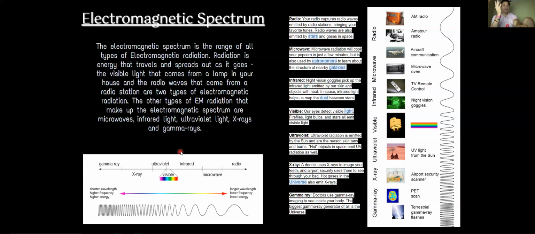It just depends if I say from safest to dangerous, or least energy to most energy. The least energy, you can just look at the wave. The least energy is the radio. Then it gets more and more energy and more dangerous as you go down. Radio, microwave, infrared, visible, ultraviolet, X-ray, gamma ray.